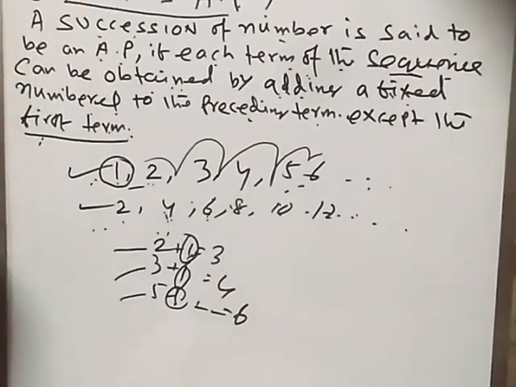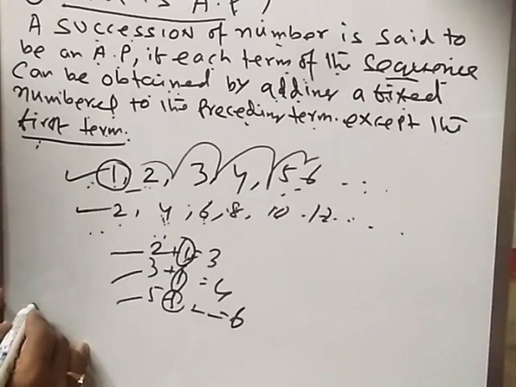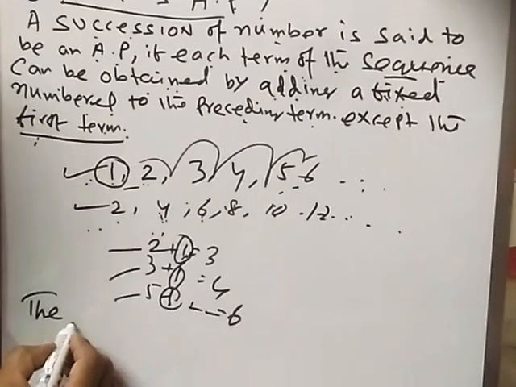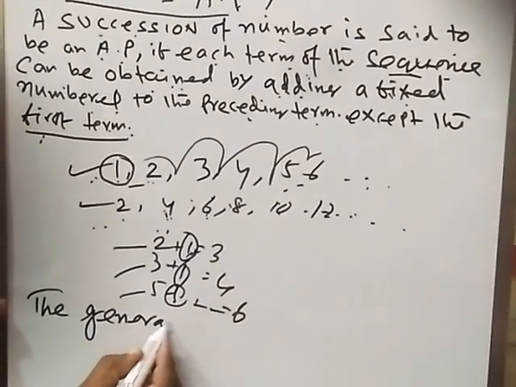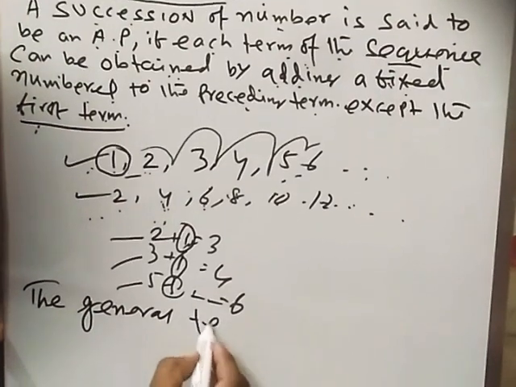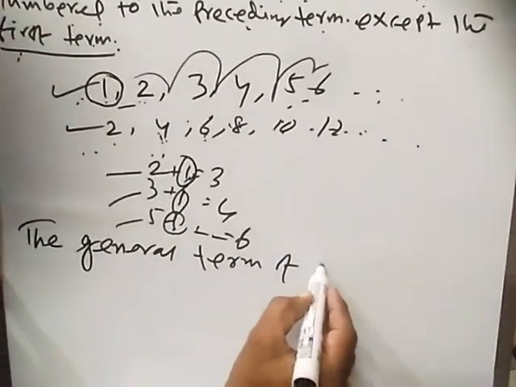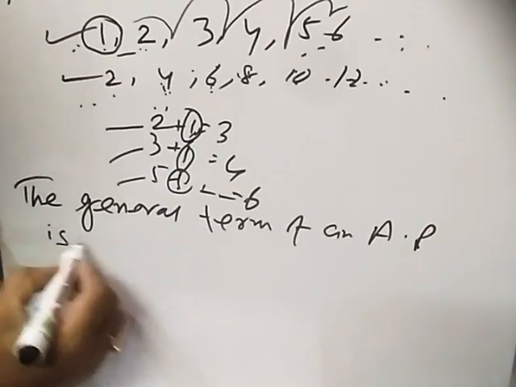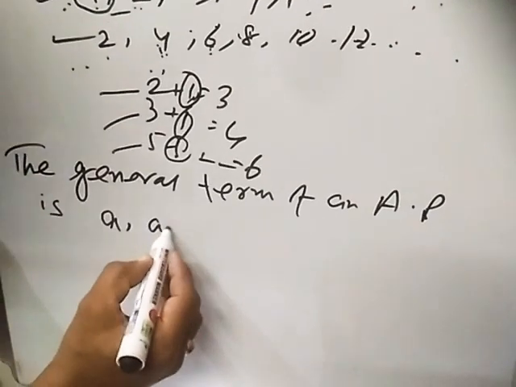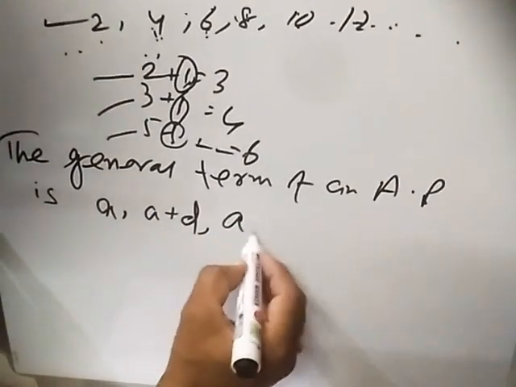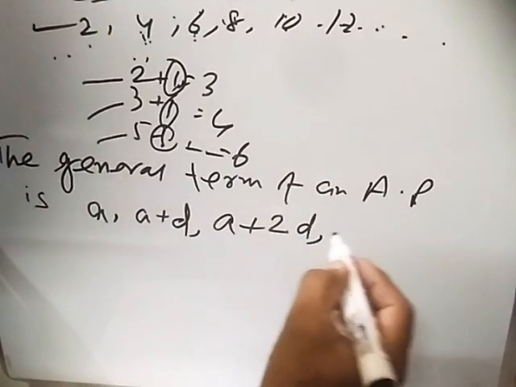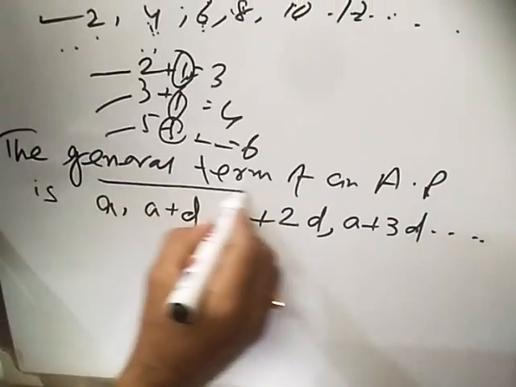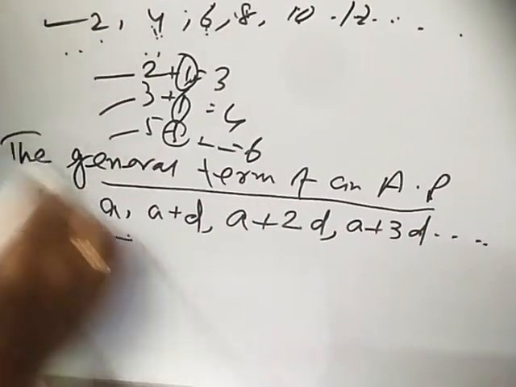Fine. Next. Therefore we can write the general term. The general term. Write down, everybody. General term of an AP. This is a formula. It is a, then a plus d, then a plus 2d, then a plus 3d, dot, dot, dot. This is the general term of an AP. So note this one.